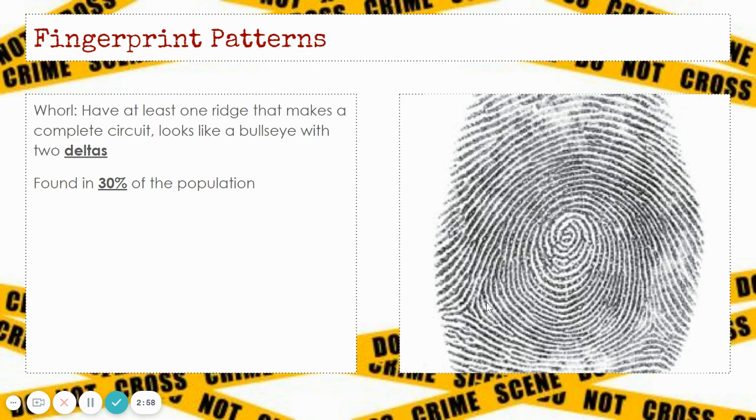So if you look over here, we have one delta on the left side, this triangular area, one delta on the right side, that other triangular area. And if we follow these ridges in the core, you can see they kind of make these concentric circles. This is a whorl pattern.